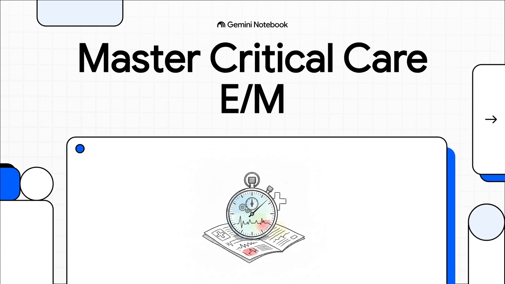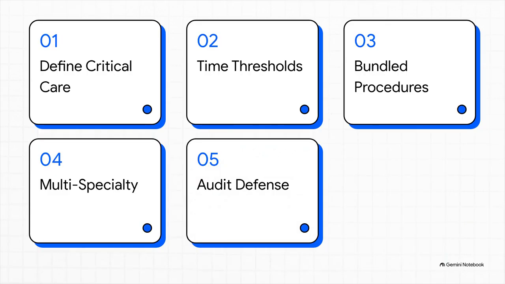Let's get right into it. Here's our agenda for today. We're going to cover: 1. Defining adult critical care, 2. Mastering time thresholds, 3. Bundled versus separate procedures, 4. Multi-specialty rules, and 5. Audit defense.